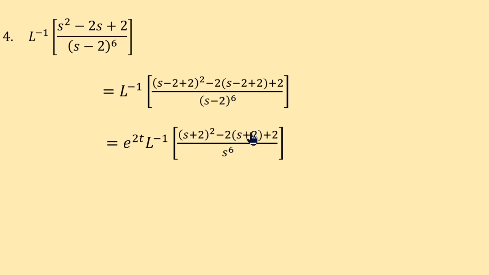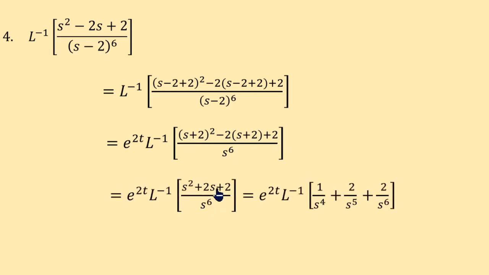So, 4 minus 4 cancels. 4s minus 2s is 2s. This 2 remains. Therefore, it becomes (s square plus 2s plus 2) by s power 6. Now, separate this: 1 by s power 4 plus 2 by s power 5 plus 2 by s power 6.